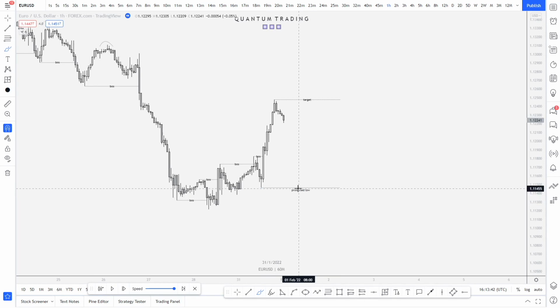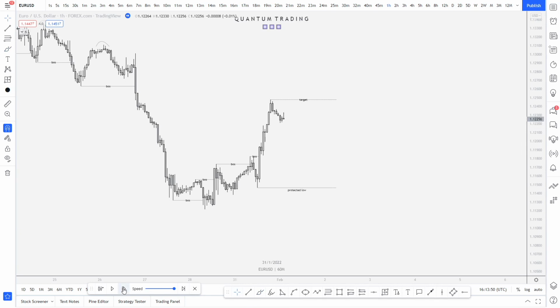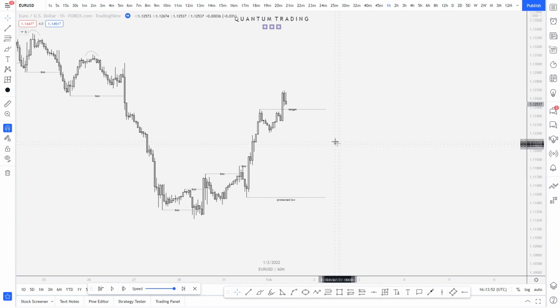But obviously we don't assume that it's going to do that, and when we come to multi-time frame analysis, it'll all make a lot more sense and give a deeper understanding of what that means. But you can see here now, once again, the same thing. We've had a bullish break of structure.